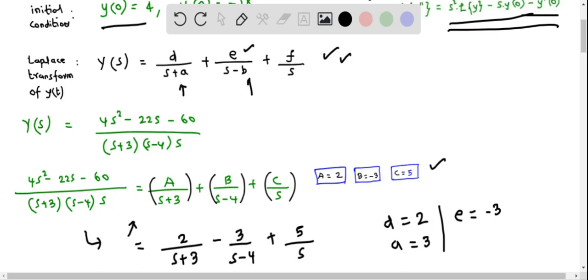And then we have s minus b. So here we have s minus 4. So b equals positive 4. And finally, this f equals 5. So we have determined the constants a, b, d, e, and f.